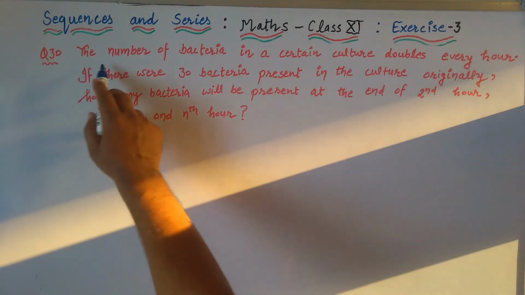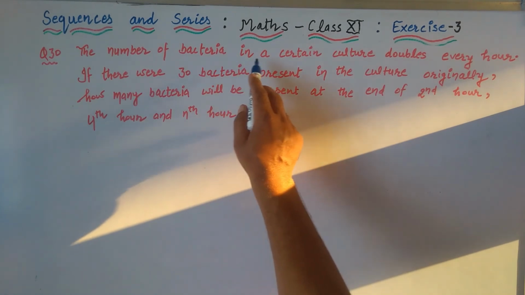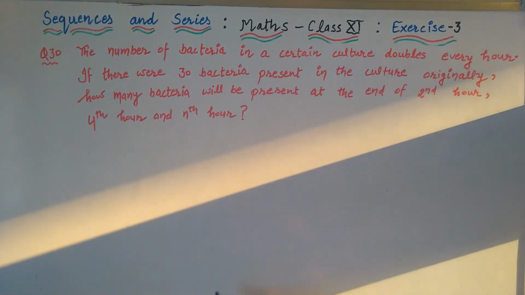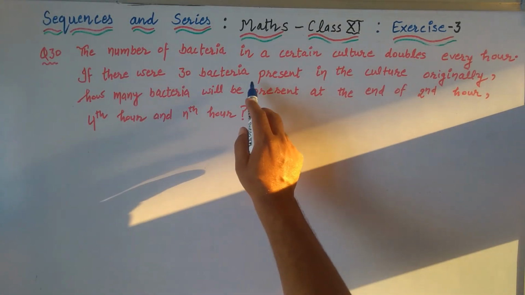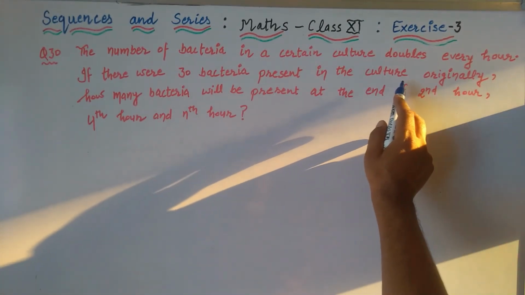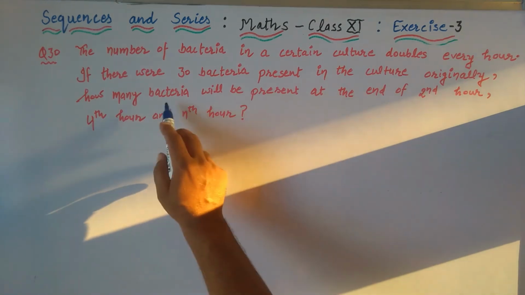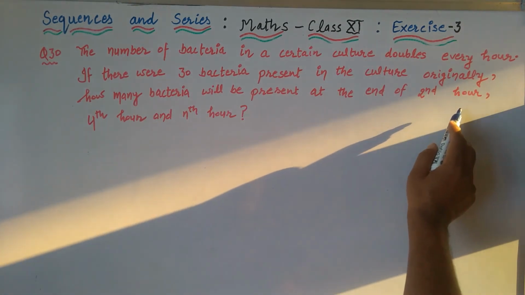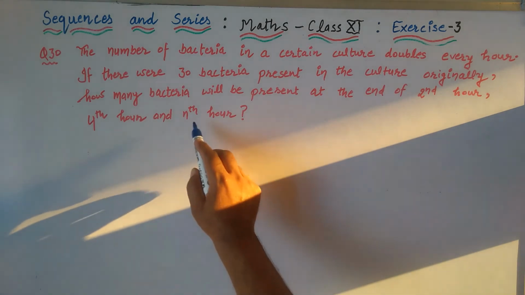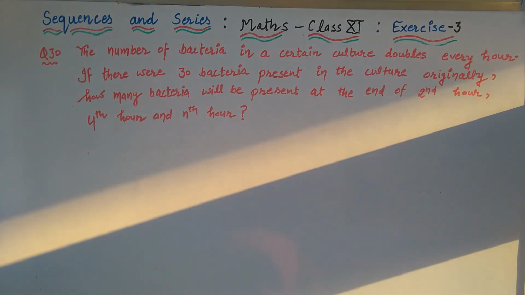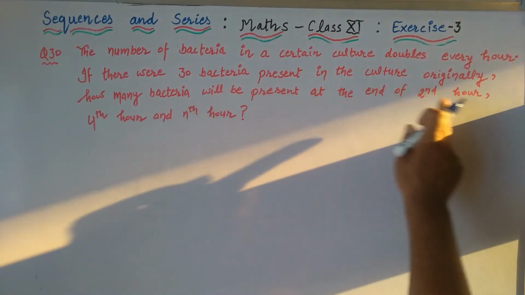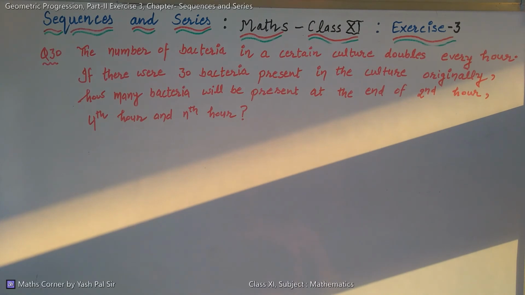Question number 30. The number of bacteria in a certain culture doubles every hour. If there were 30 bacteria present in the culture originally, how many bacteria will be present at the end of second hour, fourth hour and nth hour? So what we do here, in the very beginning, this question is related to geometric progression.